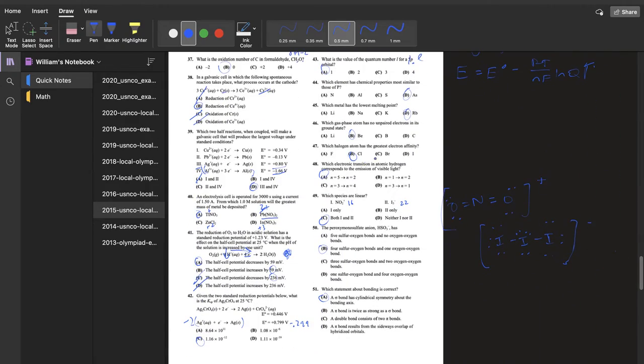Which halogen atom has the greatest electron affinity? Okay, whenever there's an electron affinity question on the USNCO, you have to be really careful because electron affinity is one of those periodicity things that has a lot of exceptions. They're not necessarily always predictable. Here you know it's not Br or I because electron affinity generally increases as you go northeast, or up and to the right, of the periodic table.